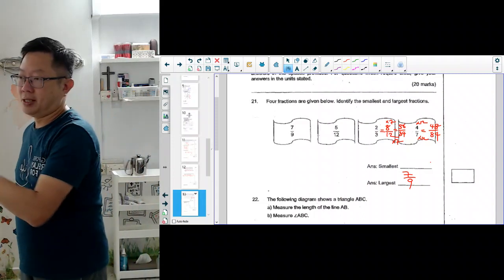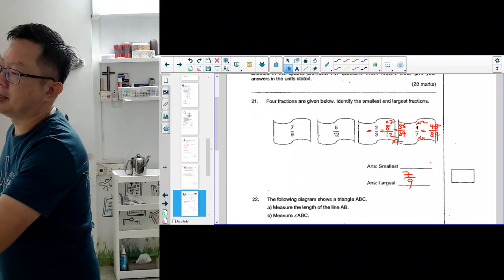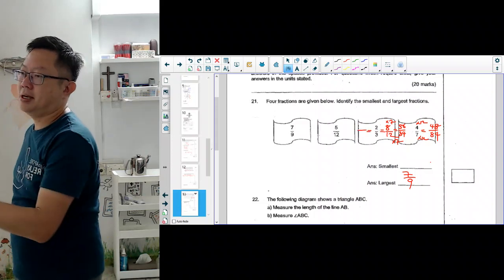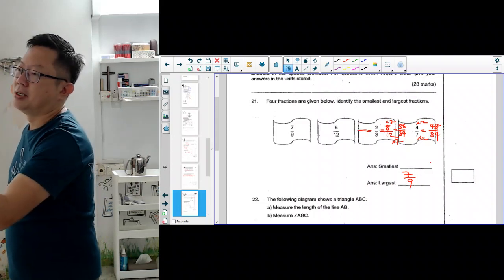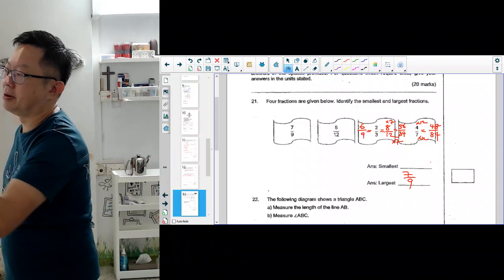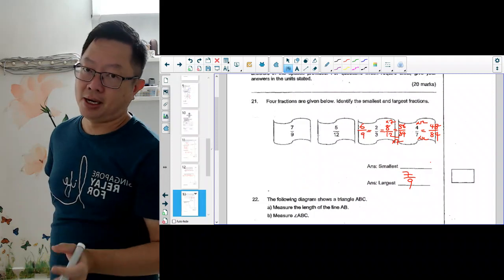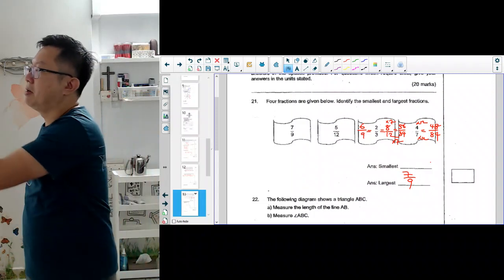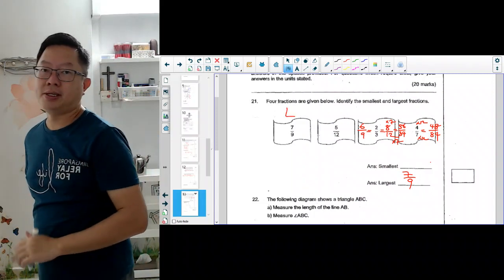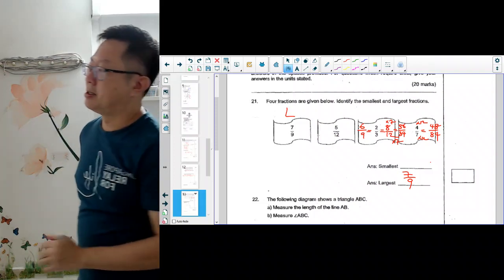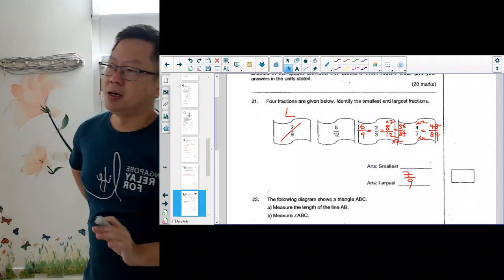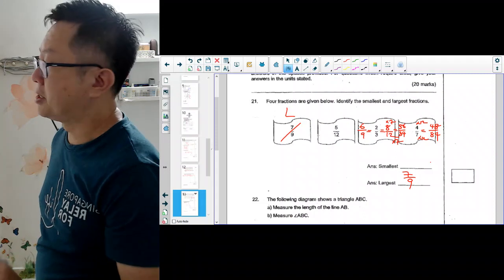Then how about 7/9? Can I make the denominator the same as 9? So 3 times 3 and 2 times 3. My 7/9 is bigger than 6/9. So which means that my 7/9 is the largest fraction, the biggest fraction. So I can cross it already. So which is the smallest fraction? Then let's compare the last three fractions.